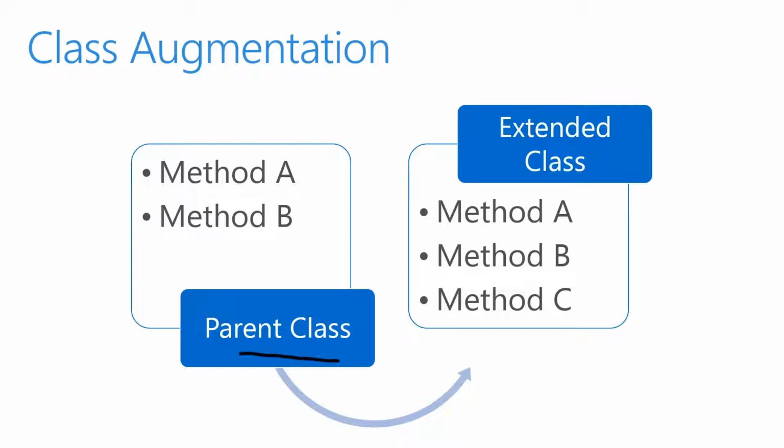So as you can see, we have a parent class and we have the extended class, which we could also call the child class. So here the parent class has methods A and B, and then we've extended it to include both methods A and B, and we've added a method C to this extended class or child class.